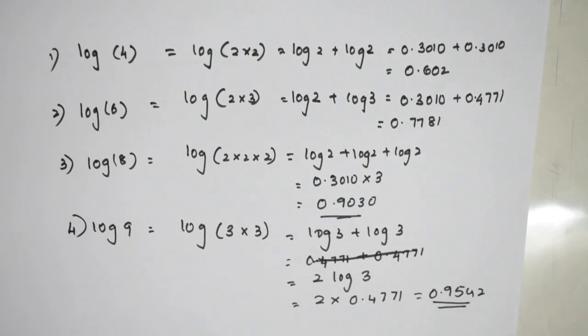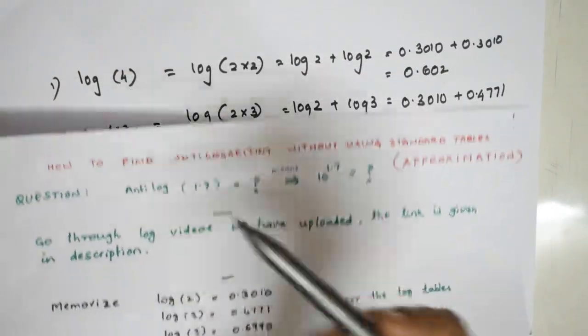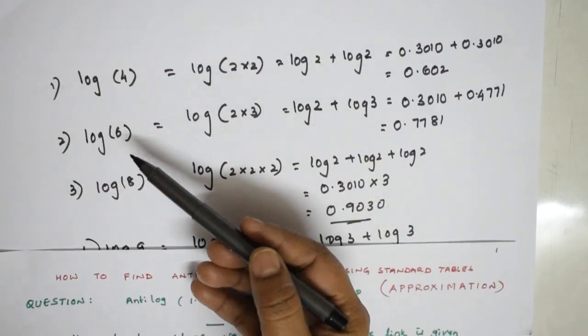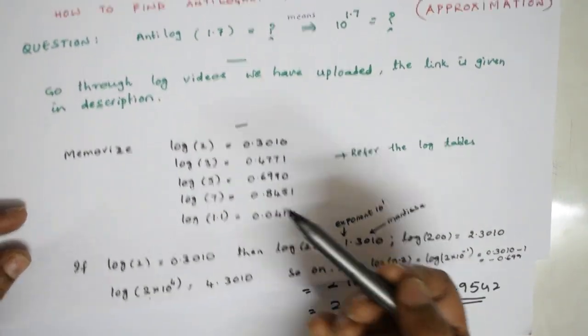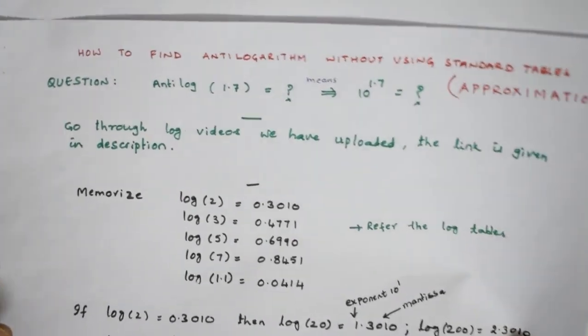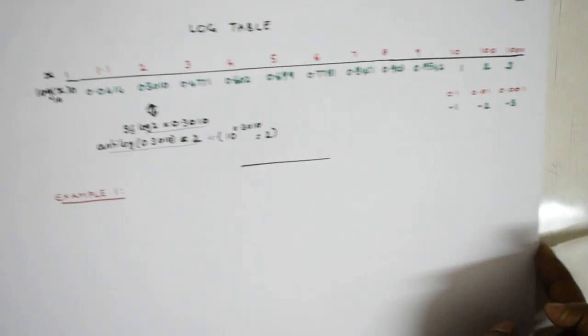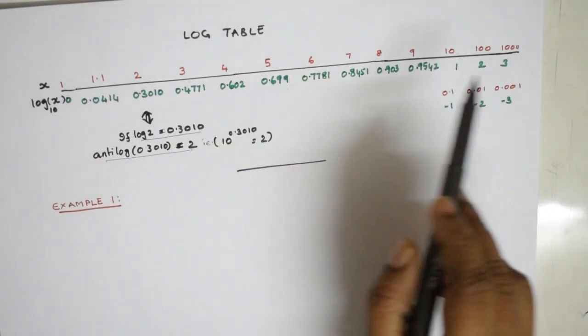Now I have got all the values. Let me check. I have got the value of 2, 3, here I have got 4, then 5, then 6, then 7, 8 and 9. Now using all these, I am going to show you a table. This is the log table. Just see, with all the values, now you know all the values.